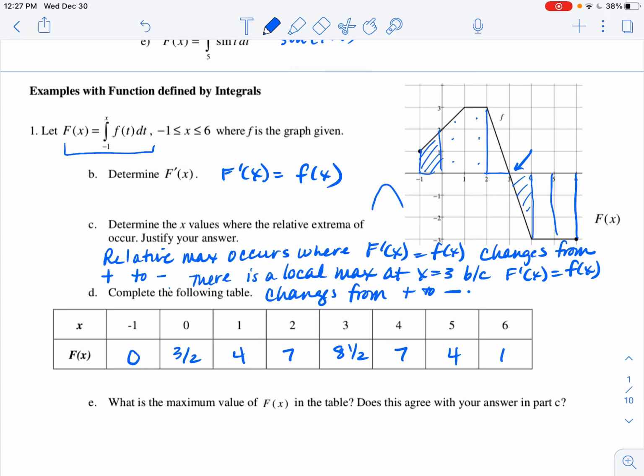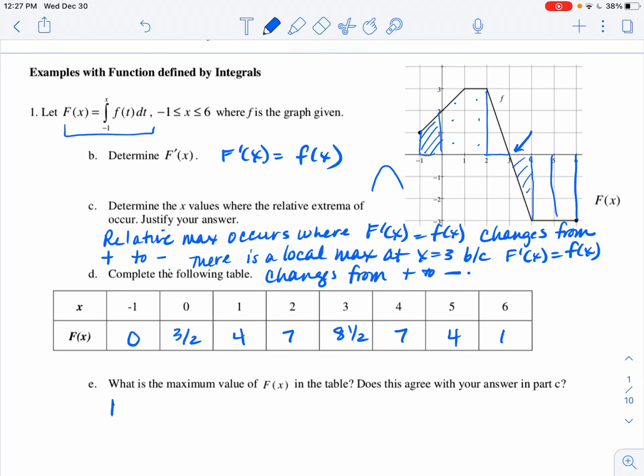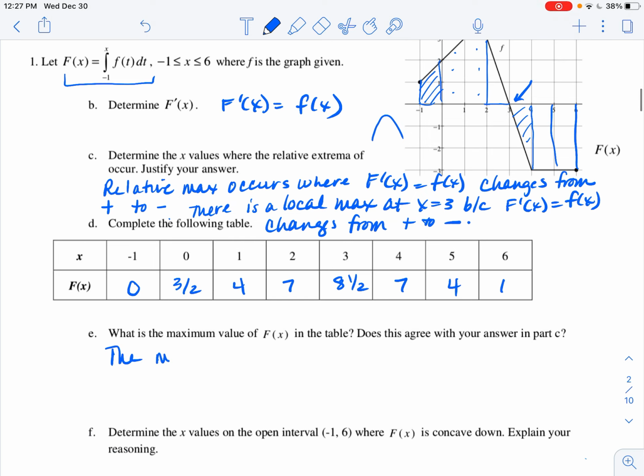So what is the maximum value of F of x in the table? The maximum value of F of x is 8.5. This does agree.